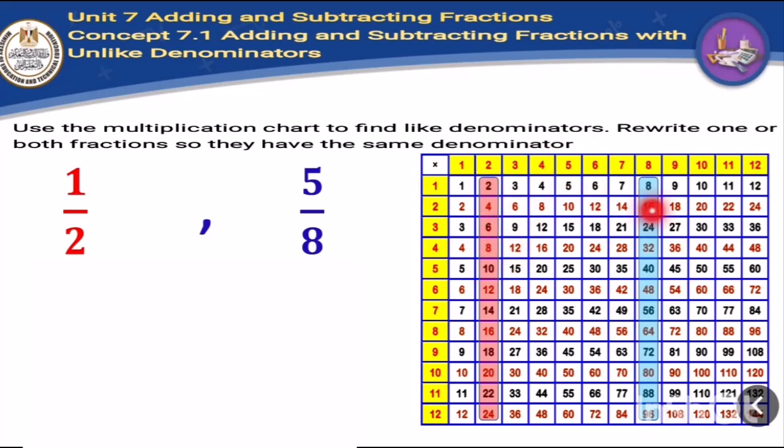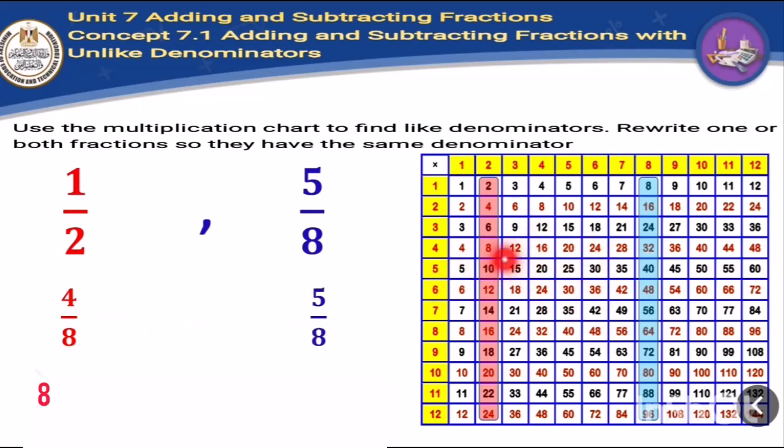Okay, I will change the first fraction: I will change 2 in the first denominator to be 8. Let's see together. 1 over 2 equals how many over 8? Excellent, 4 over 8. Now we can solve the question because we have like denominators, 8 here and 8 here.